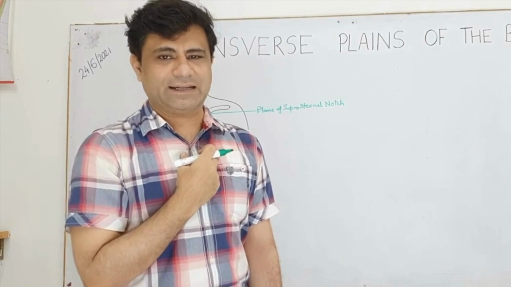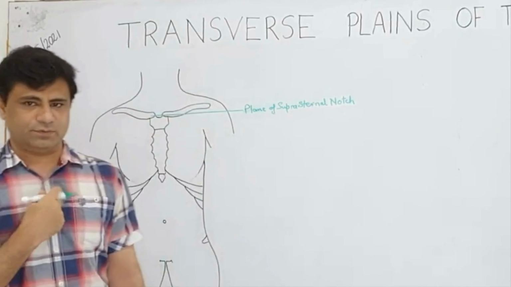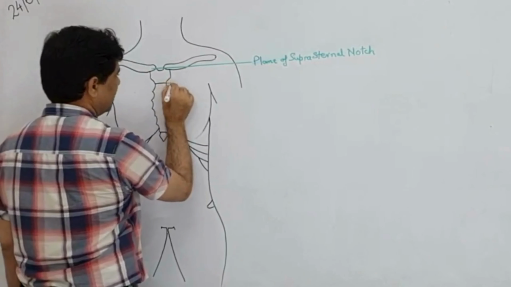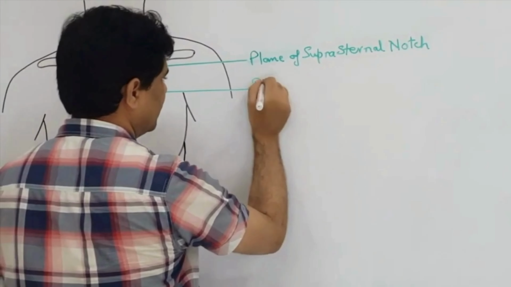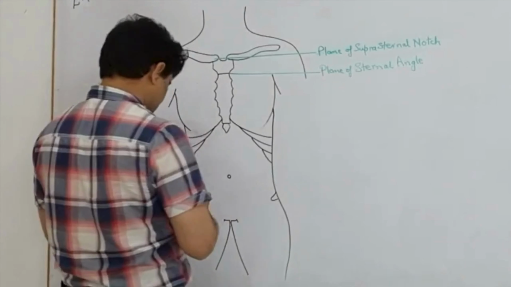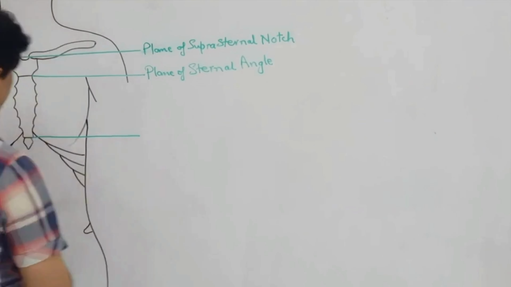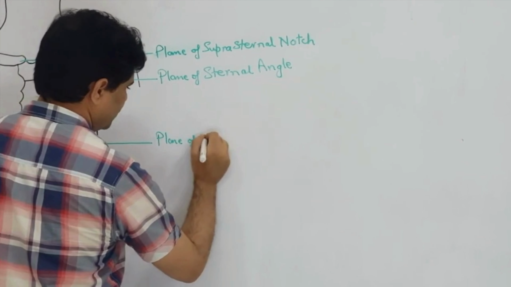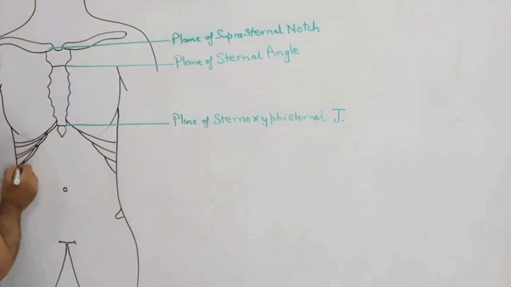The next plane is around 5 cm below this suprasternal notch. You find another angle, and that's because of this manubriosternal joint. There is an angulation here. And this plane we will discuss is the plane of sternal angle. This is the plane of sternal angle. Then this plane here, this is the plane of xiphisternal joint.